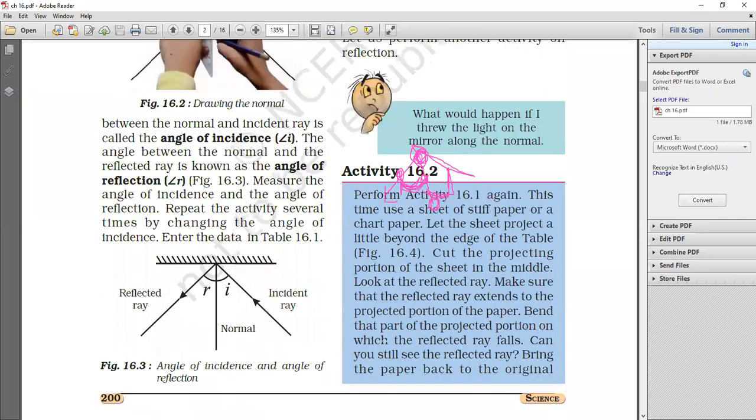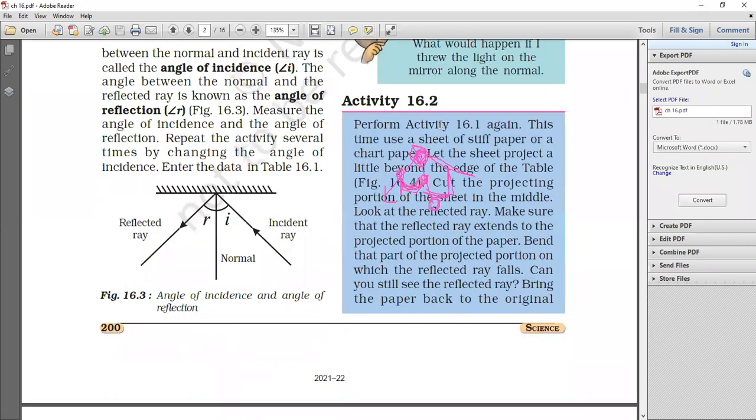Next activity, activity 16.2. We discuss this activity. First we saw this video. Okay, I think we are more able to understand this point.